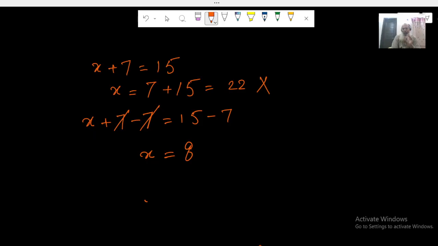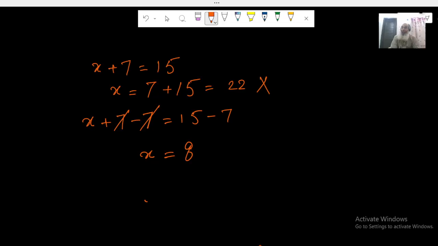Actually, it's not moving. Think of it as performing the same operation on both sides of the equation. This is important. So don't think that you're moving 7 from one side to the other side. Just think that you're doing the same operation on both sides of the equation.